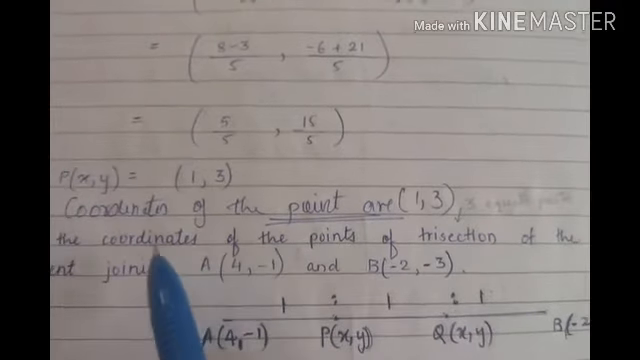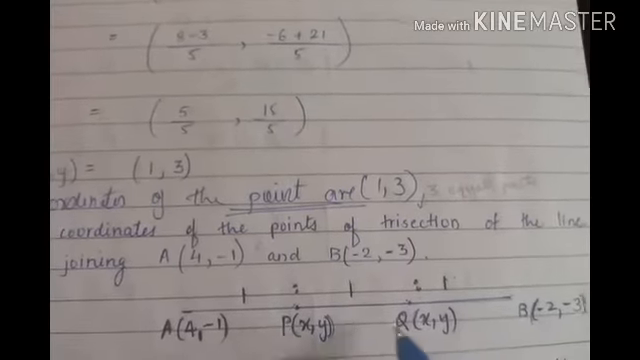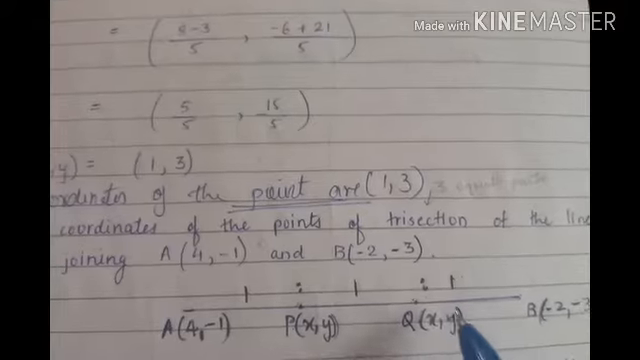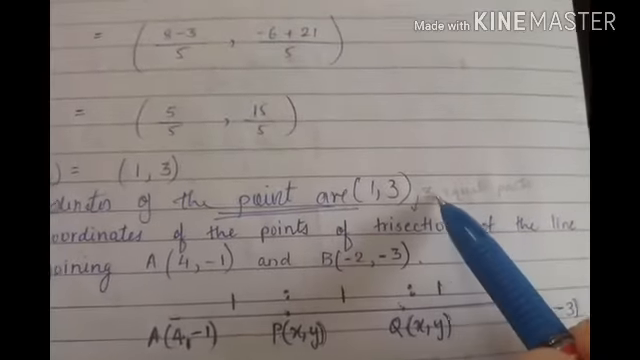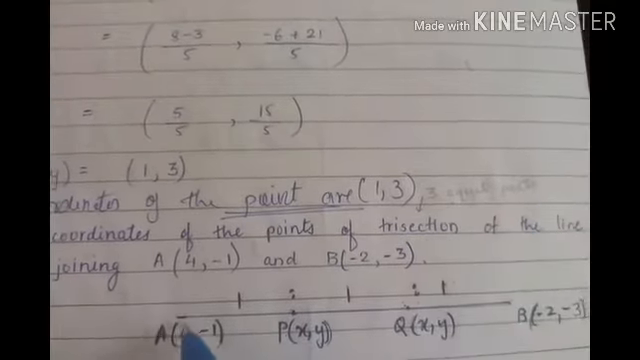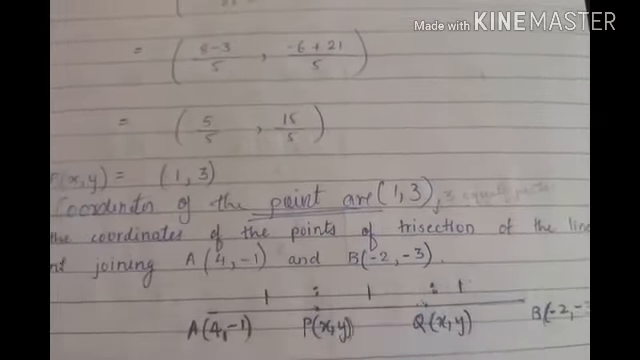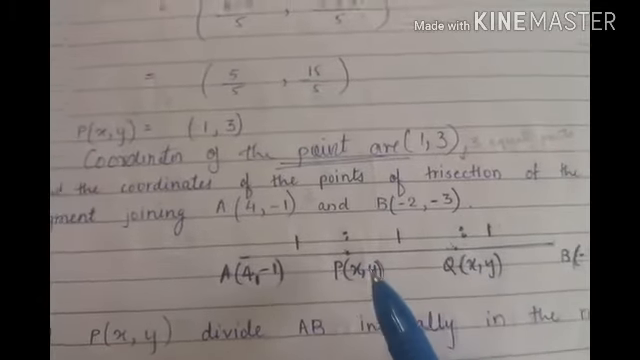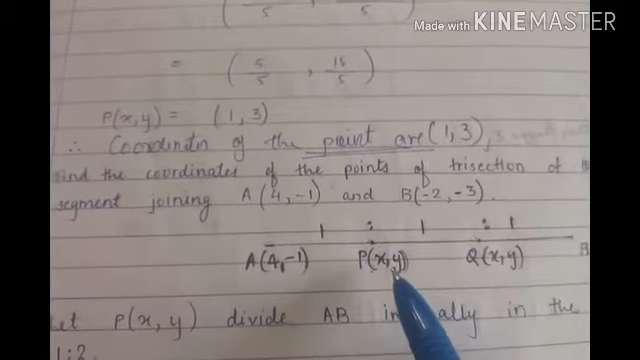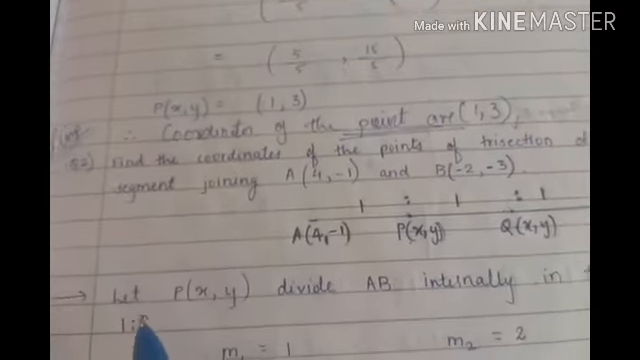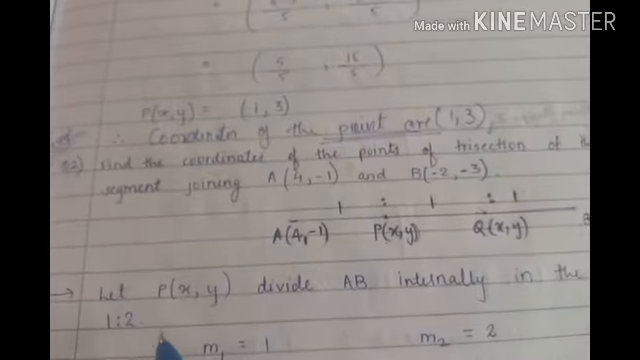So we need to find the coordinates of points of trisection. Which are the points of trisection here? P and Q are points of trisection. Why? Because P and Q divide this line segment exactly in 3 equal parts. So this is one part, second part and third part. Understood? So this ratio is 1:1:1. So we have to find the coordinates of P and Q. Let's first find the coordinates of P. We will find x and y using the section formula. Now let P(x, y) divide AB internally in the ratio 1:2.